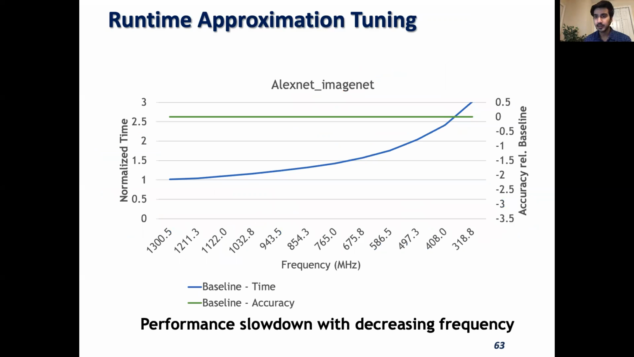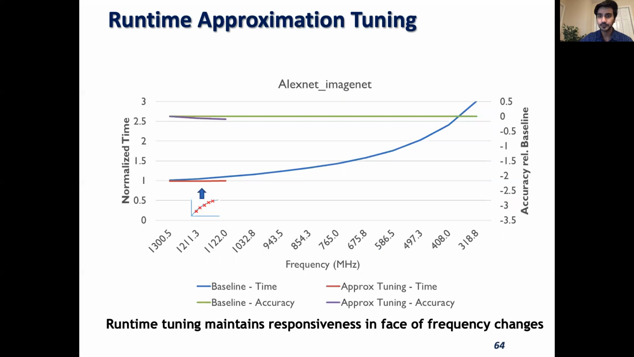To evaluate our runtime tuning strategy, we perform an experiment where we vary the GPU frequency. We show here AlexNet, other CNNs have similar trends. The x-axis on the graph shows frequency with values lowering from left to right. The y-axis shows the normalized batch processing times. The blue line here shows that as frequency is lowered, the system slows down and the average processing time starts to increase. The green line here shows the accuracy. The line is flat because accuracy is unaffected when no approximations are applied.